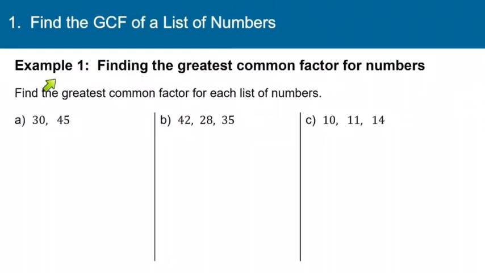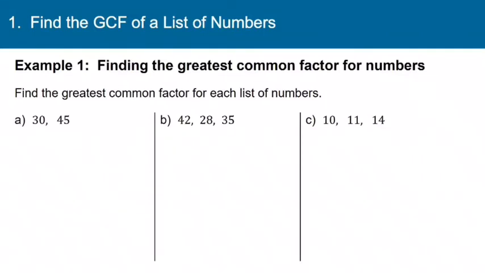So here in example 1, we're just going to practice finding the greatest common factor for a list of numbers. In part A, we have 30 and 45. So the idea is to try to think of the largest number that will go into both 30 and 45. The better you know your times table, the easier this process will be for you. But sometimes the numbers are just so large or so awkward that you're really not sure if you found the greatest common factor or not.